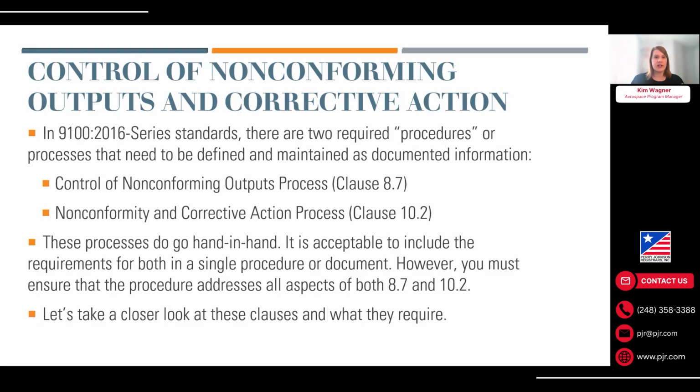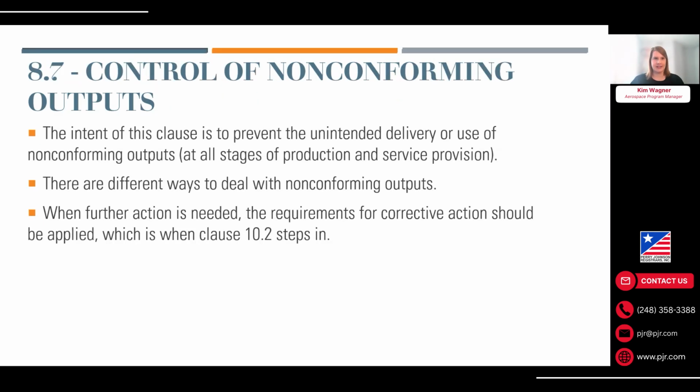Sometimes we see organizations that have a really robust control of non-conforming outputs procedure, a really robust process, but they've forgotten to address certain aspects of 10.2. There's specific things that need to be addressed in that clause as well. So we're going to dive in and take a closer look at these clauses and what they require specifically when it comes to documentation. So we're going to start with 8.7.